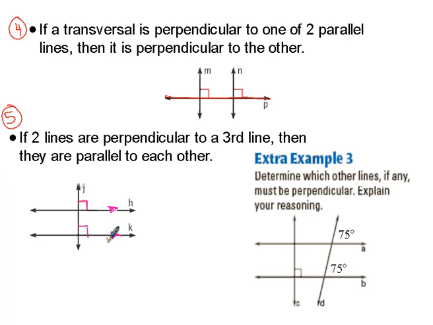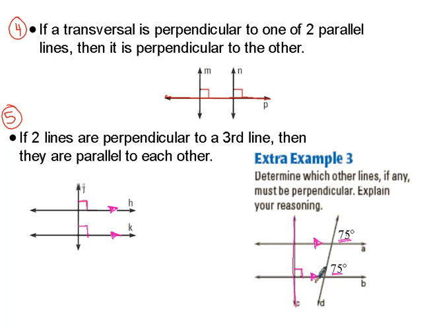Okay, for an example over here, it says example 3, determine which other lines, if any, must be perpendicular. Explain your reasoning. So they've already told us that line C is perpendicular to line B. They've also told us that line D meets line A and B at 75 degrees. So I can use the fact that these two angles are corresponding angles to show that line A and line B are in fact parallel.